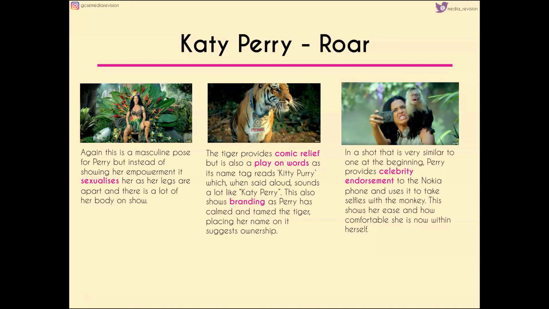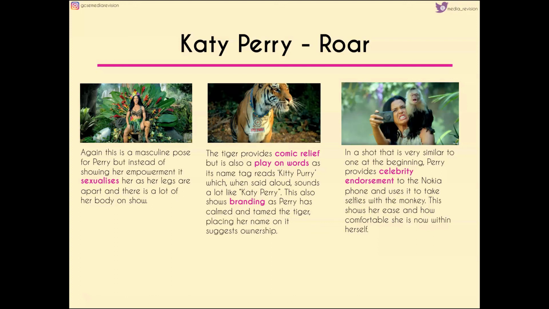As well as it being a stereotypically masculine pose and showing her empowerment, it does also sexualize her. Her legs are apart and there's a lot of her body on show, so it could be considered rather sexual. But the tiger then provides a sort of comic relief so that we don't focus on that too much. The play on words on its name tag, which reads Katy Perry, is like Katy Perry. So again, we've got a sense of branding here. Perry has calmed and tamed a tiger and placed her name on it by basically branding it and showing ownership. We also get shots that are very similar to ones that we've had at the beginning of the video, suggesting that this is a cyclical narrative.